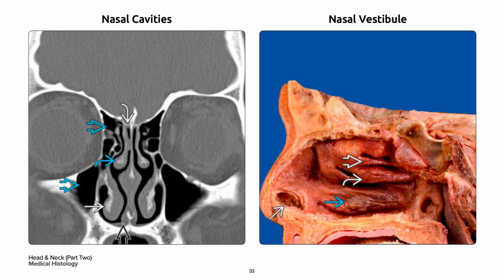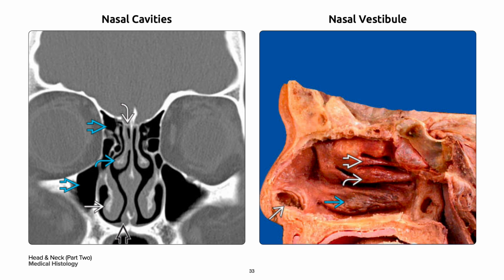On your left is a coronal computed tomography scan which illustrates the nasal cavity with inferior turbinates in a white single arrow, middle turbinates in a curved blue arrow, and paranasal sinuses in a bold blue arrow. Also included here is the cribriform plate, in a curved white arrow, that forms the roof. The black bold arrow sits on the hard palate.